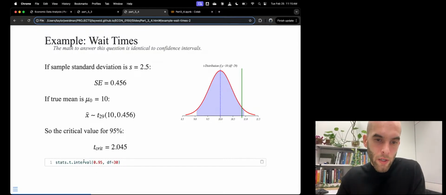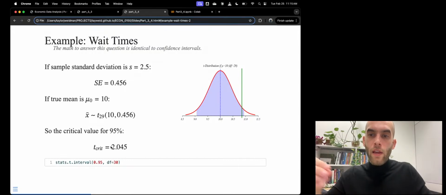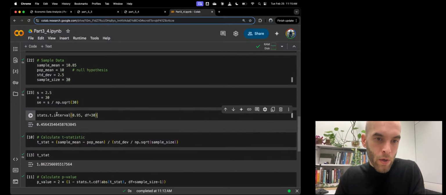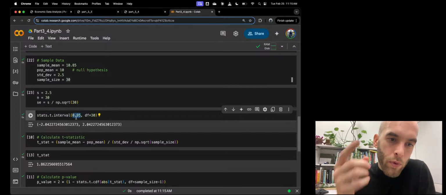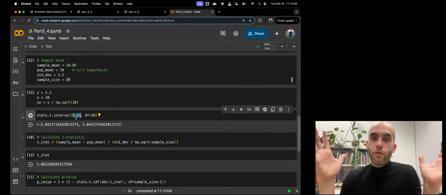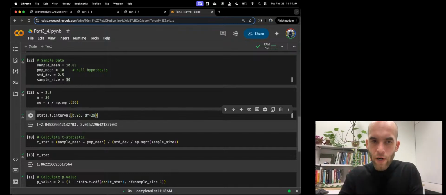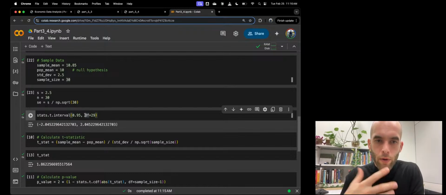So what this code here does is it gives us the critical region, which is how many standard deviations away from the guess is our sample mean. So I'm going to copy this over and we'll talk about what it means. Let me just run this. We're saying we want 95% of the data to fall within this interval. We have our degrees of freedom, which in this case should be 29. It's not going to change very much once we're above 25 or so.